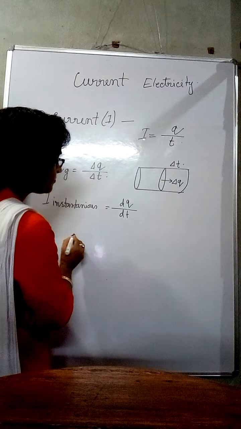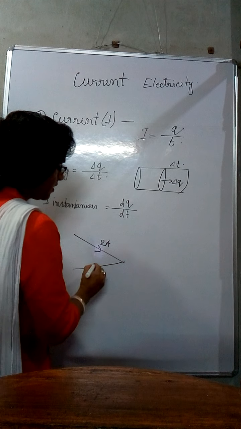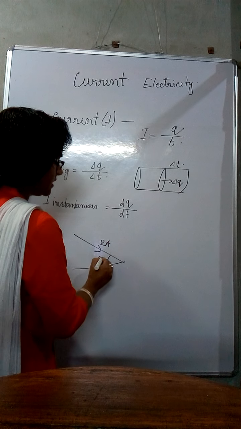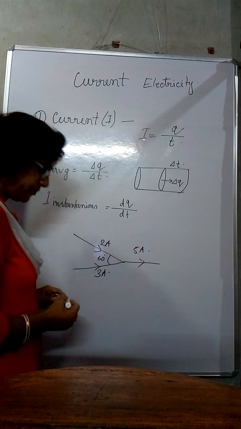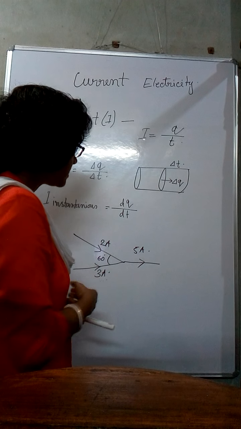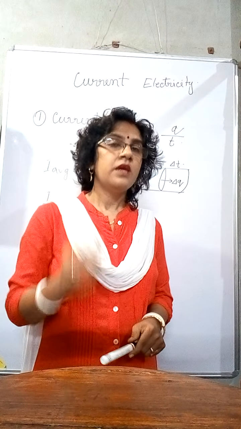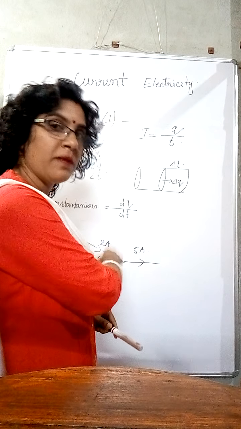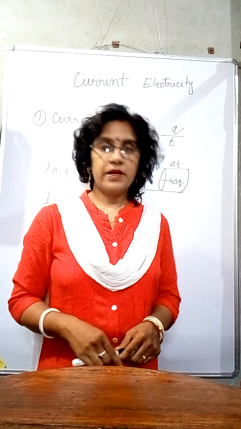Suppose 2 ampere current is moving in that direction and 3 ampere current is going in that direction, and the angle between the two is 60 degrees. What will be the resultant current? The resultant current will be 5 ampere. So, simple scalar addition is applied there. If vector addition were applied, it would be square root of a square plus b square plus 2ab cos theta, but there is only simple addition, 2 plus 3, 5 ampere. For that reason, it is a scalar quantity, not a vector quantity.